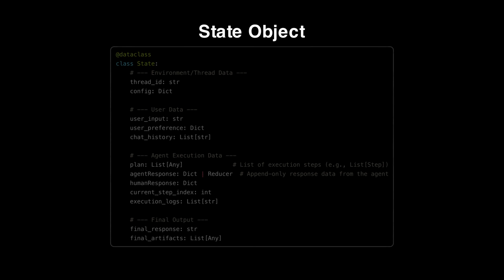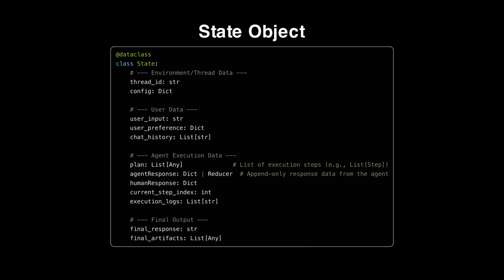A critical part of our design is the persistent state. This is the shared context, the memory of the current conversation that all agents can read from and write to. This state object holds everything for the current request, like the user's input, their preferences, the chat history, and the current plan. Crucially, it also tracks the agent's response. Since agents might run in parallel, we can't let them just overwrite this field. To prevent race conditions, we use a reducer. This ensures that new data is appended to the dictionary, rather than replacing it, keeping all parallel updates.